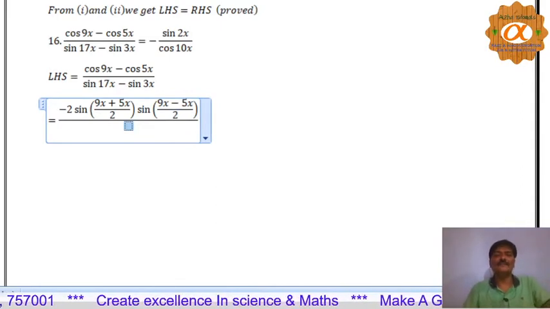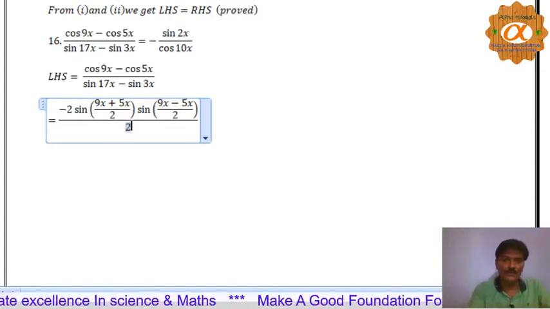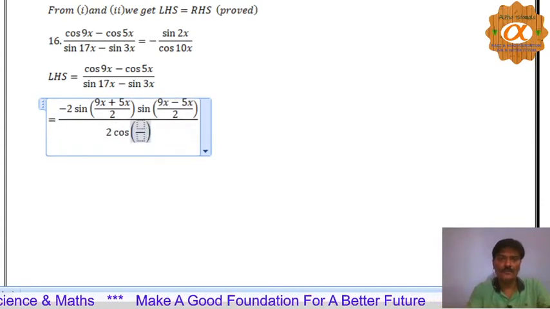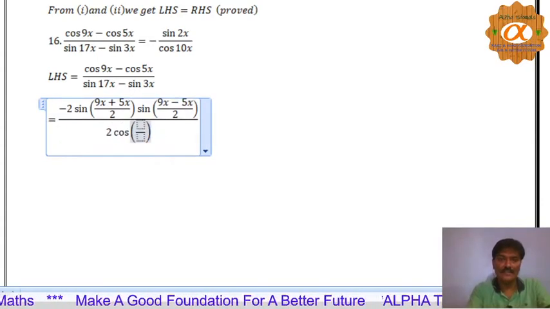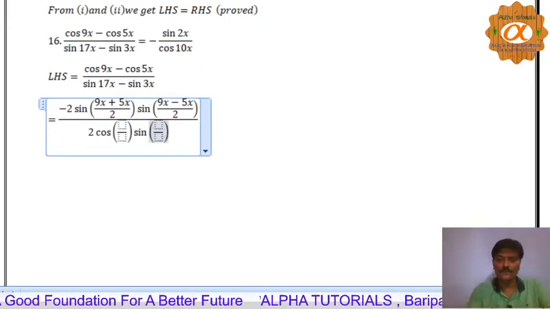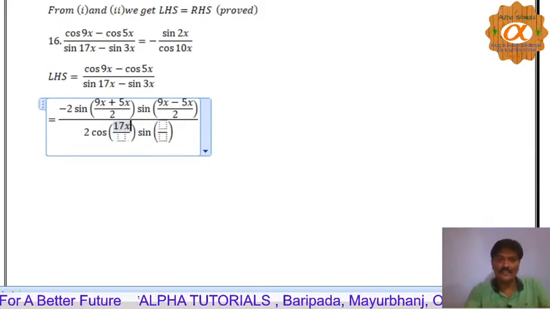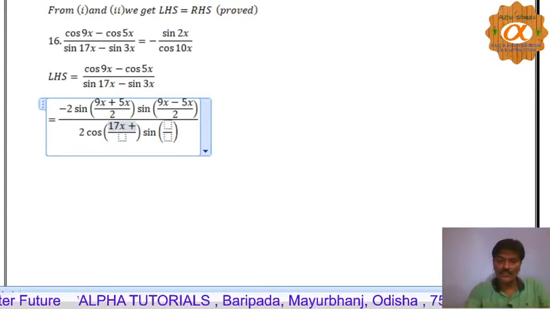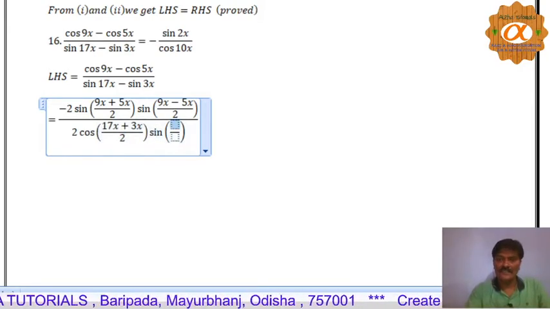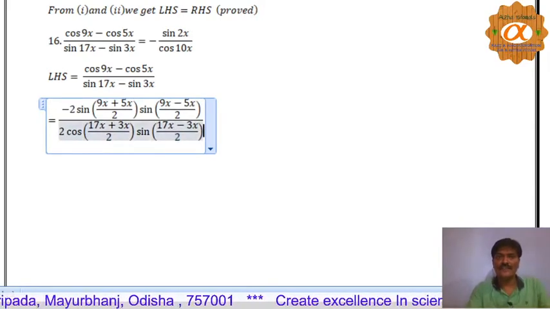In the denominator side there is a formula of sin A minus sin B. Sin A minus sin B is 2 cos A plus B by 2 multiplied by sin A minus B by 2. Okay, and here A is 17x plus 3x by 2, and we have 17x minus 3x by 2. Okay, we will finalize it.